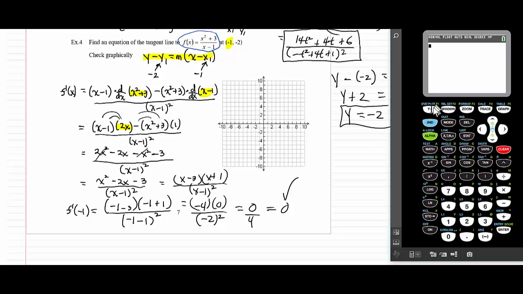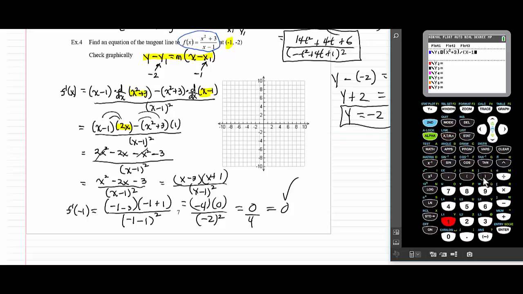One thing I want to make sure you're aware of: when you put this in your calculator, you need to make sure that you have parentheses around the top and bottom. Students a lot of times do not pay attention to that. So I'm going to put in x squared plus 3, close the parentheses. This is the way you always want to do a rational expression in your calculator, with the stuff in parentheses. Then we'll have x minus 1.